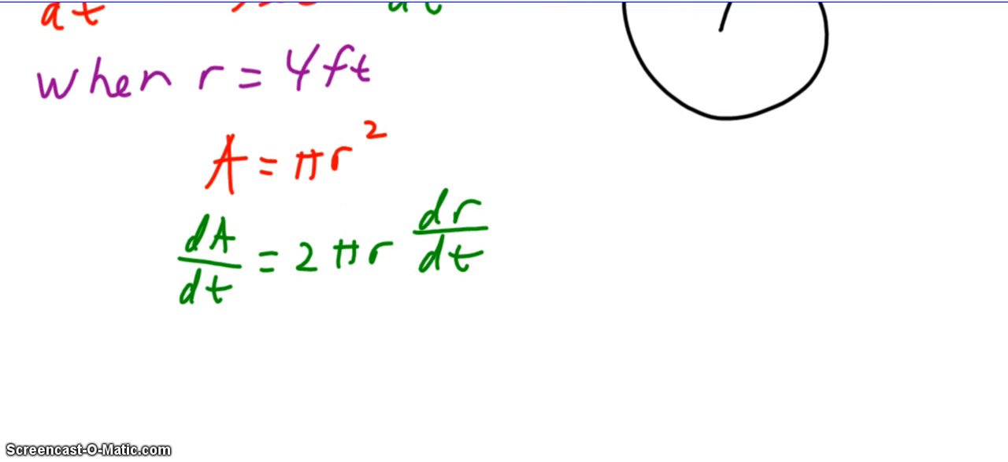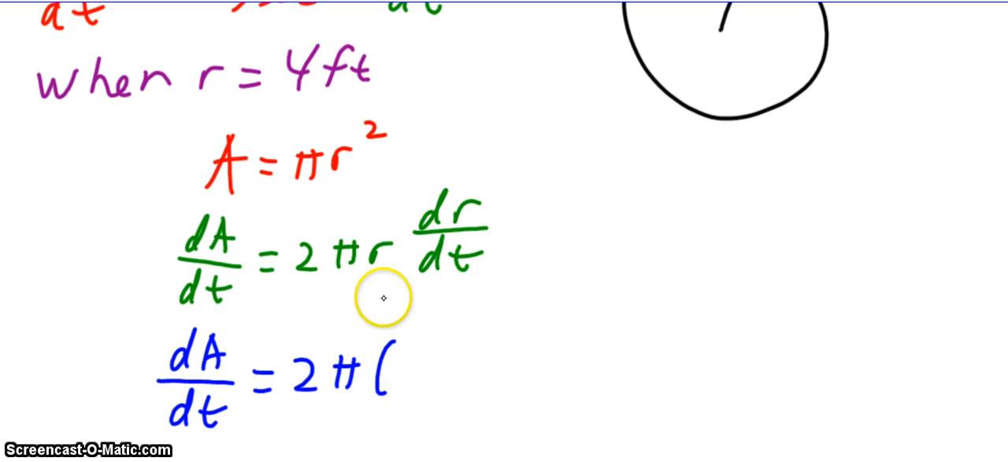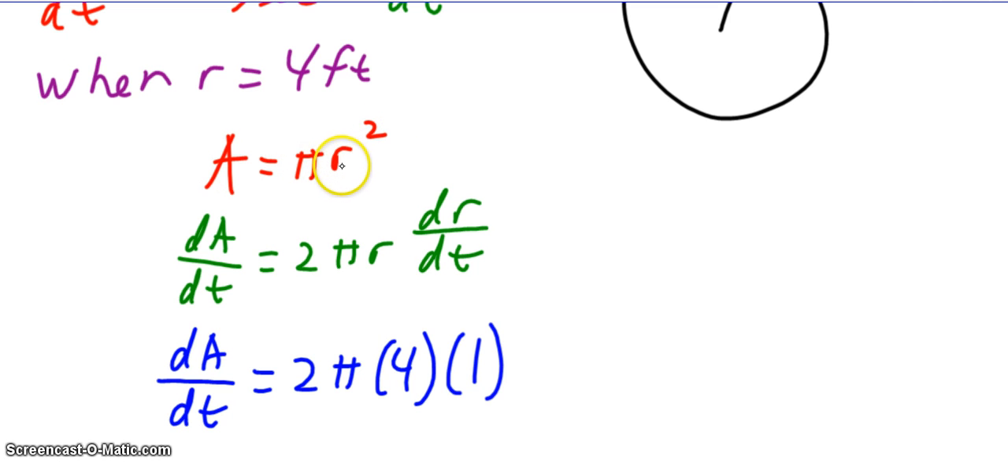So now I can substitute in the values that I know. dA dt is 2 pi. Now I can plug this 4 in, times 4 times dr dt, which is 1. So again, what I want to emphasize is I can't plug the 4 in at the very beginning, because if I did, then area is just a constant, and that's not true. I want to find the rate of change of area when r is 4. So I have to plug that in later.